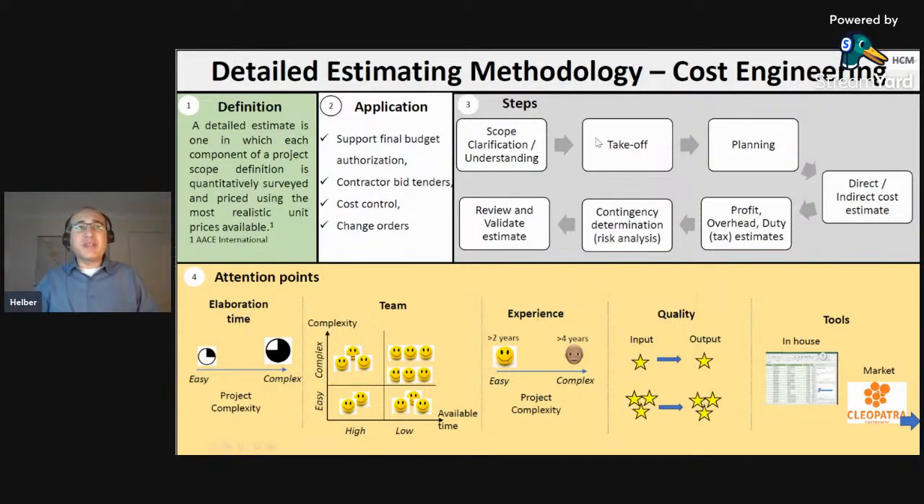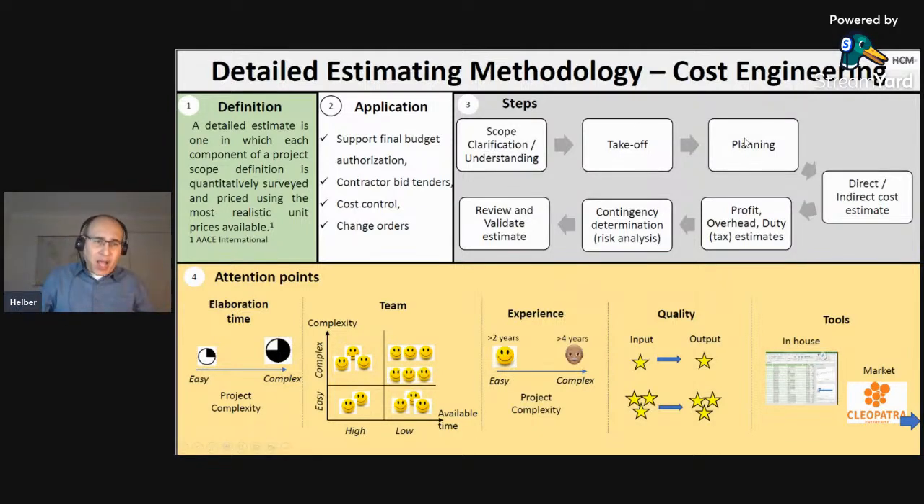The second thing is, after you know what you want, you do your takeoff, you do your bill of material, you define all the quantities for the material, for equipment, and here equipment not only what you use to assemble, but also equipment that you need in a process plant, and the labor as well that's required. Then we move to the planning phase.